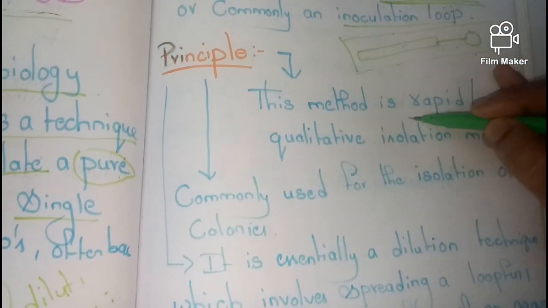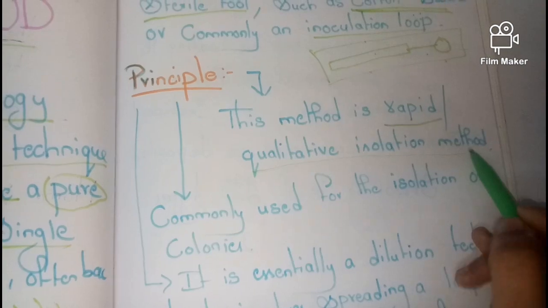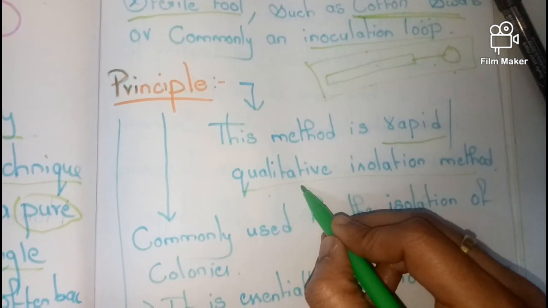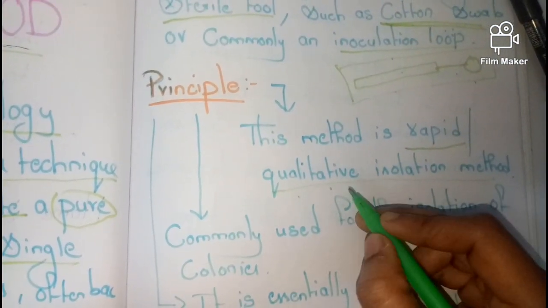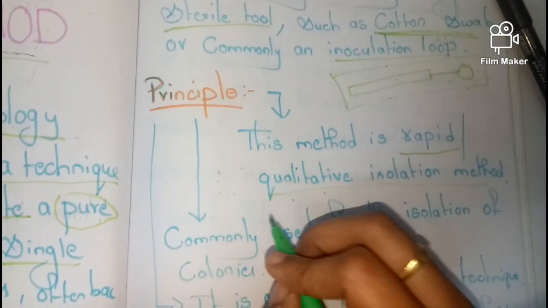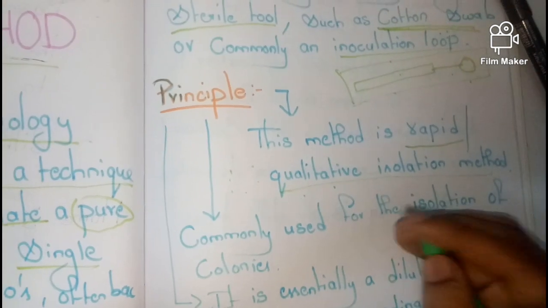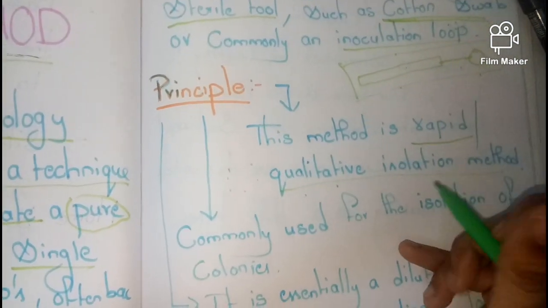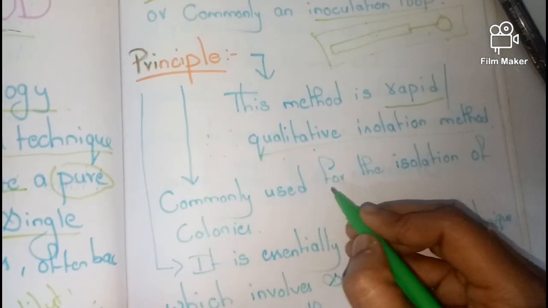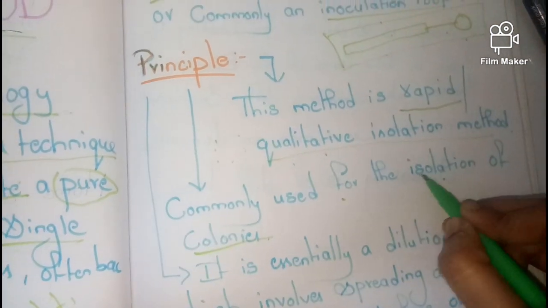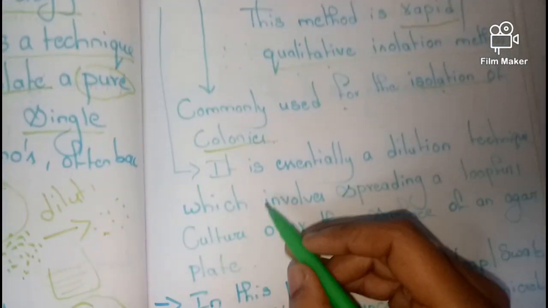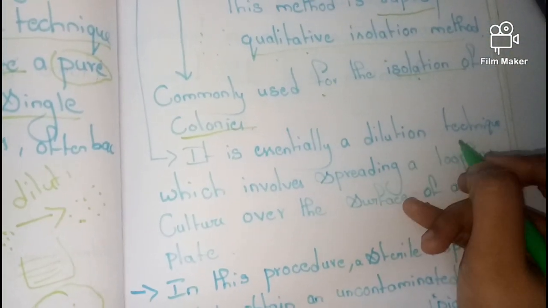Actually, this method is a rapid and qualitative isolation method. Here we isolate the bacteria or microorganisms in a qualitative way, meaning how many microorganisms are present in the sample. This method is commonly used for the isolation of microorganisms in colony form, and it is essentially a dilution technique.